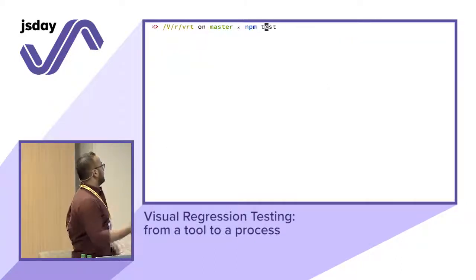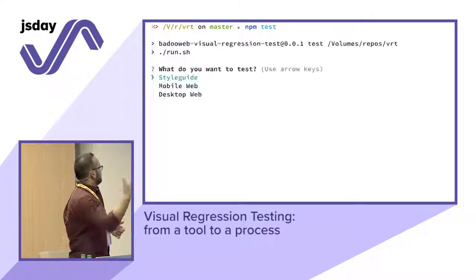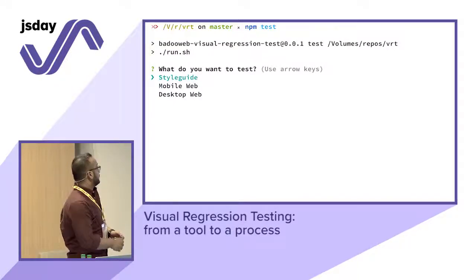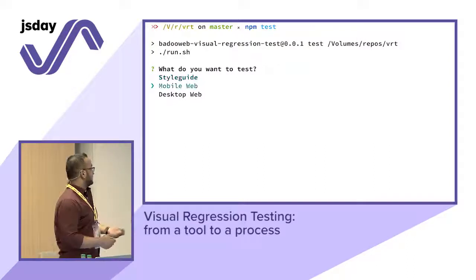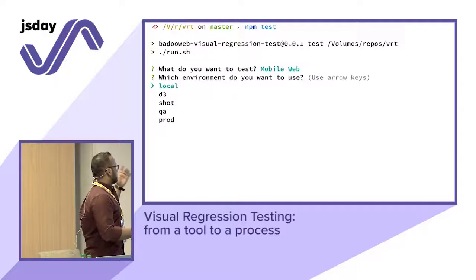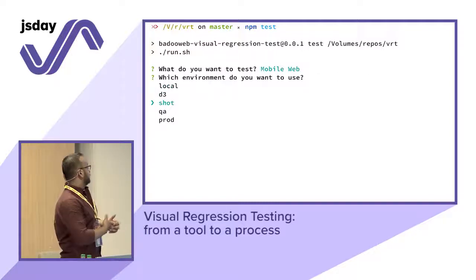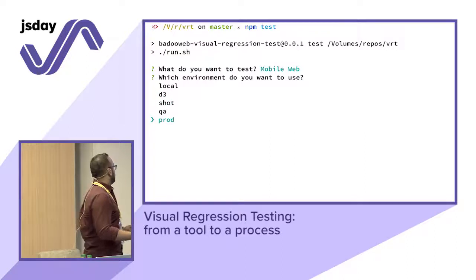So you go to the command line, you write npm test. It's going to ask you what kind of suite you want to run. We have style guide, mobile web, and desktop web. In this case, I'll choose mobile web because I work on it. We have some environments in Badoo. In this case, I'm going to choose local environments because I want to run my tests locally, for example.